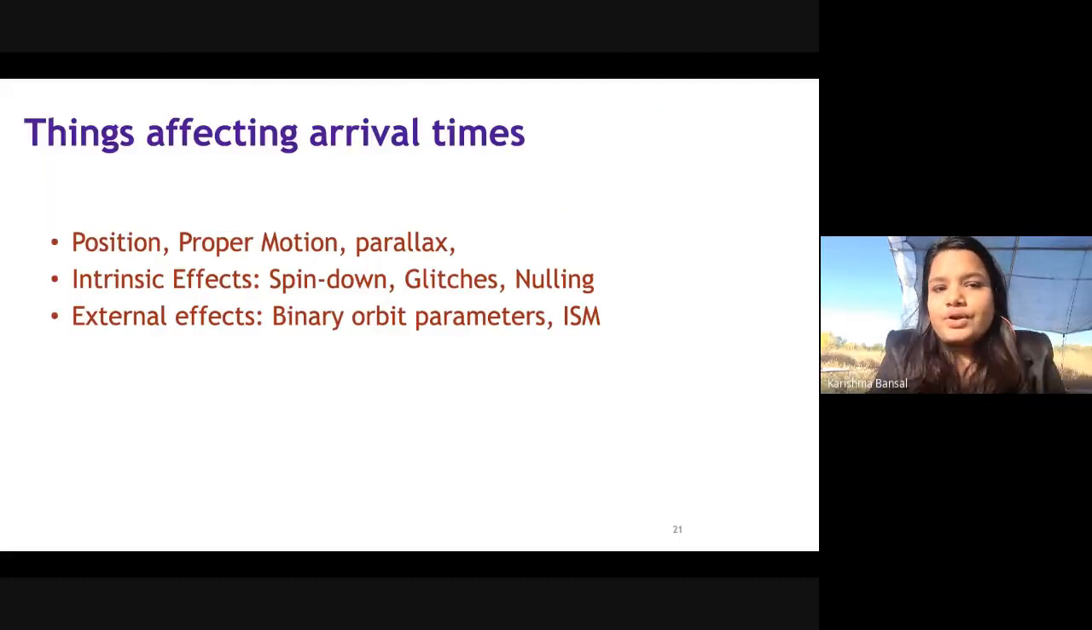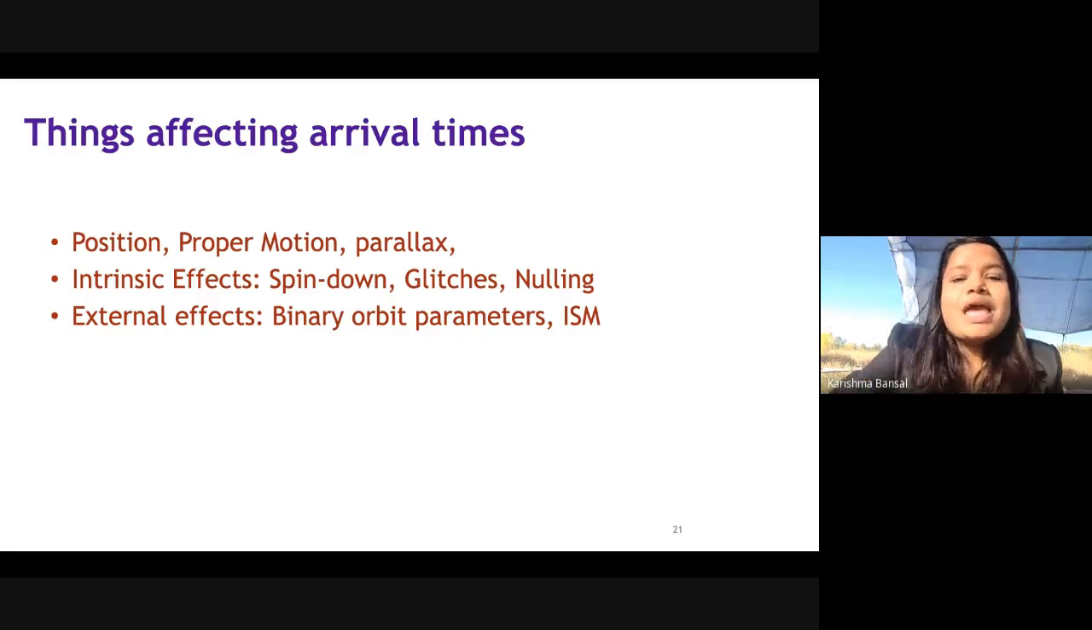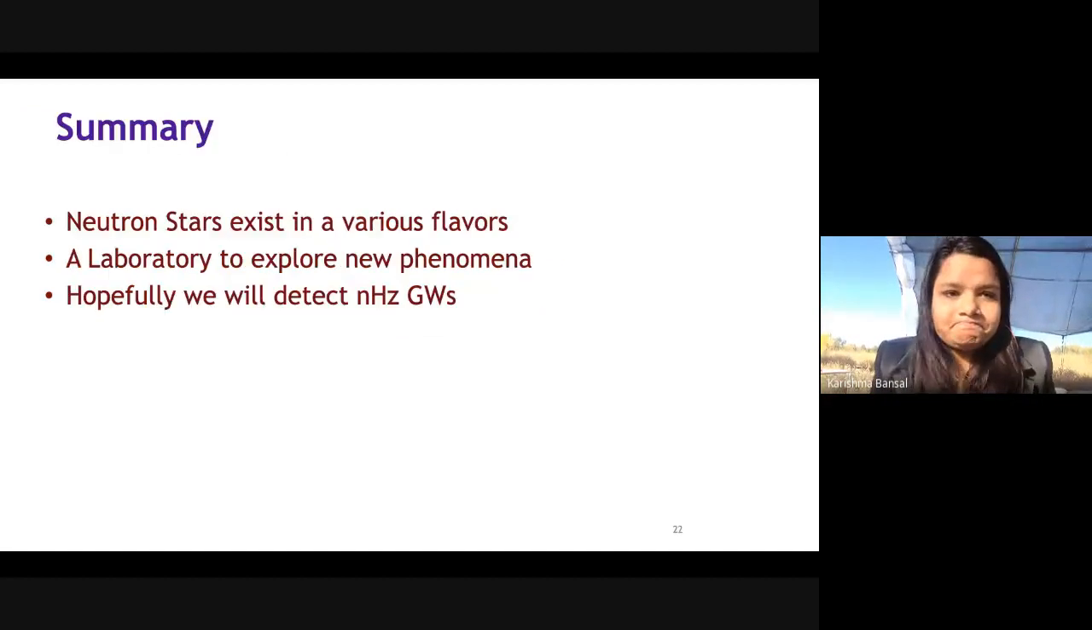So I talked about pulsar timing arrays, right? And I talked about how the pulse arrival time from a pulsar gets affected because of gravitational waves. And there are many more effects which affect the pulsar timing arrays, but we don't have to get into detail here. So here's the summary.